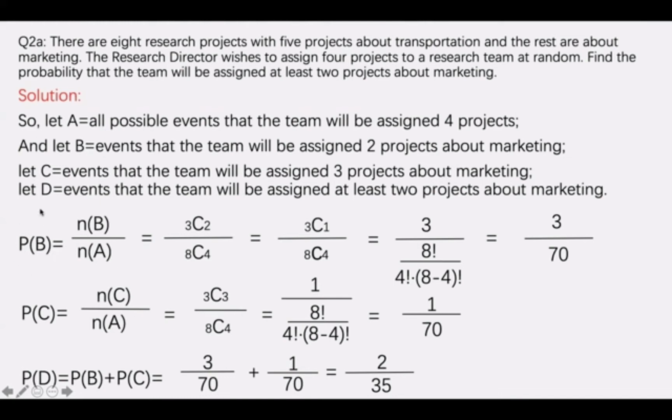The probability of B is equal to NB divided by NA, which is 3 out of 70. And the probability of C is equal to NC divided by NA, which is 7 out of 70. And the probability of D is equal to the probability of B plus the probability of C, and equal to 2 out of 35. So the probability that the team will be assigned at least 2 projects about marketing is 2 out of 35.